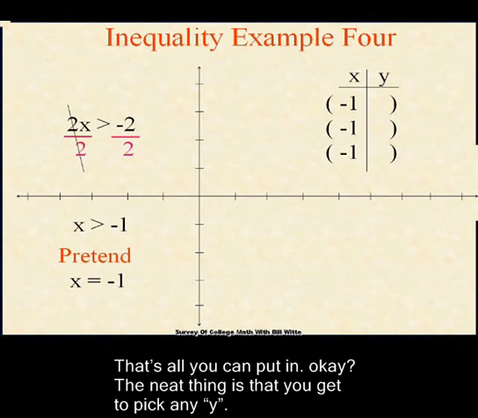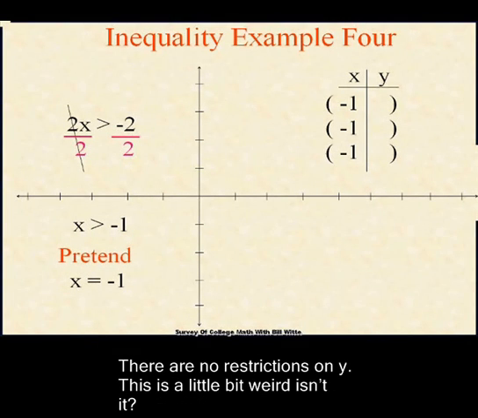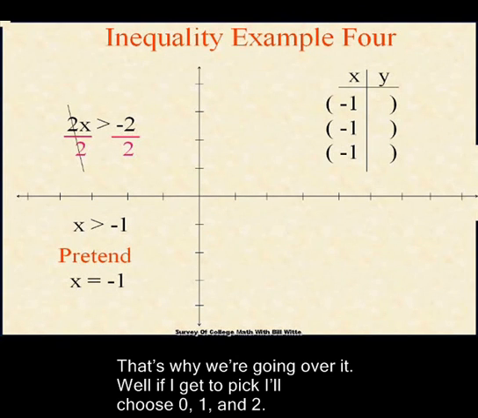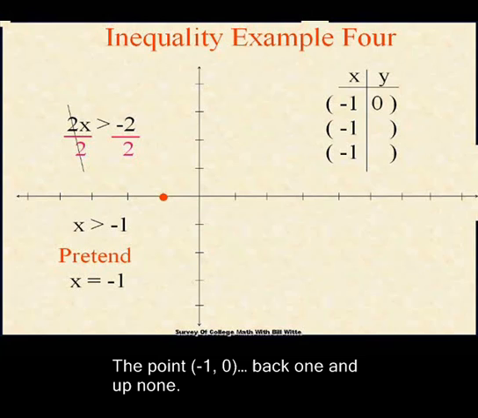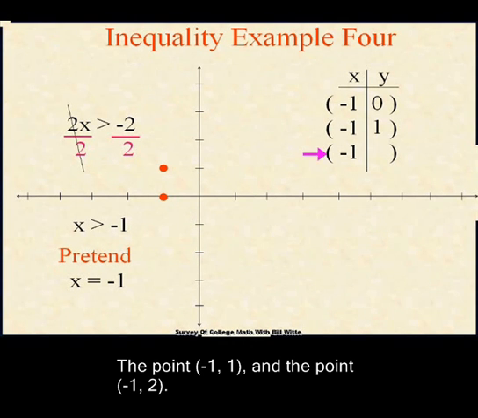Okay? The neat thing is you get to pick any y. There's no restrictions on y. This is a little bit weird, isn't it? That's why I'm going over it. Well, if I get to pick, I'm going to pick 0, 1, and 2. That point -1, 0. Back 1 and up none. The point -1, 1. And the point -1, 2.